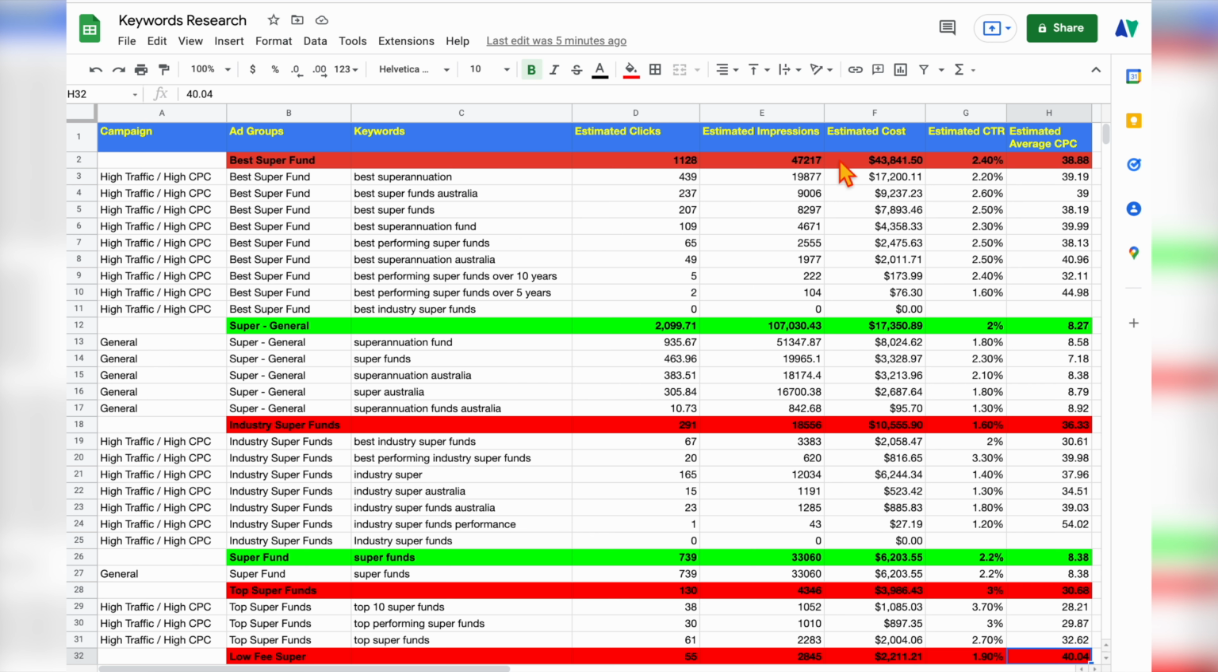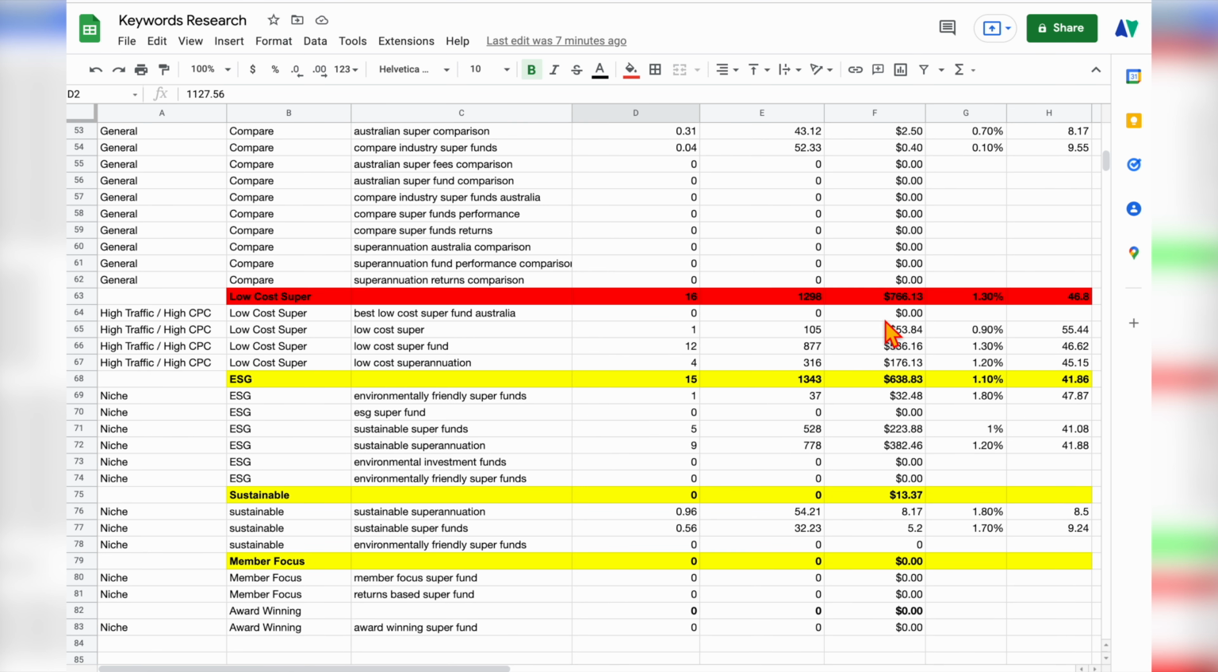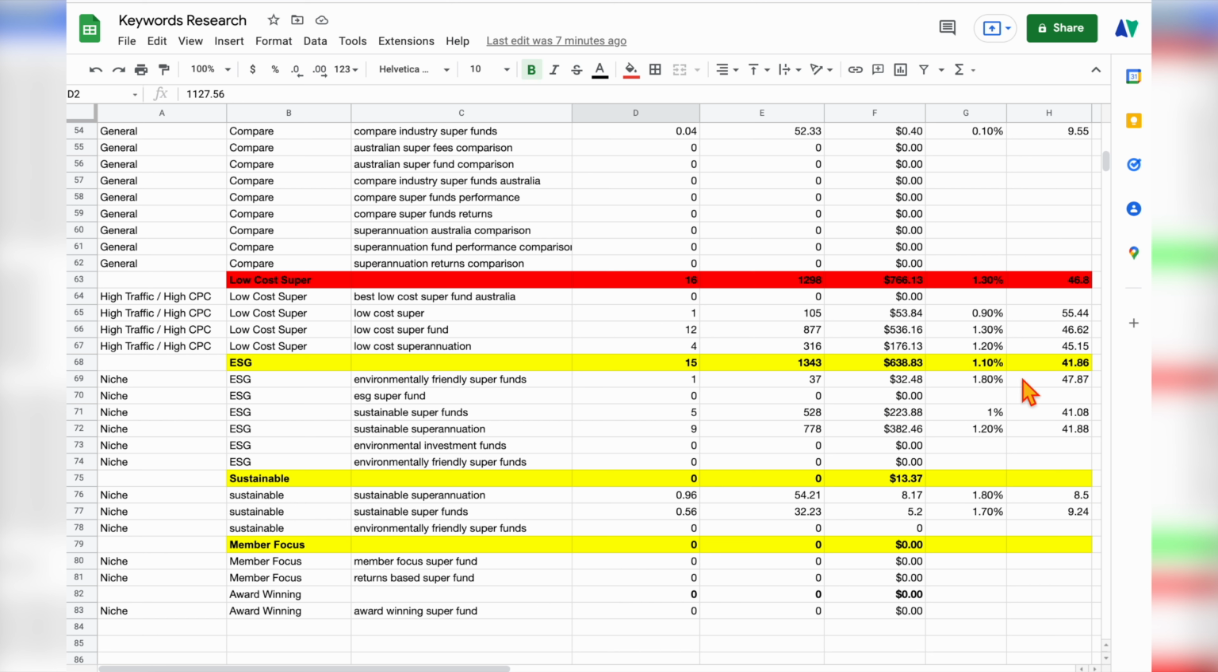And you can see here through the estimated cost that Google is estimating that 1,100 clicks would actually cost us close to $43,000. But for this green ad group, we could achieve nearly double that at 2,100 clicks for $17,000. And then if we go all the way down to our niche and long tail keywords, you can actually see that although the CPC was high, at $41, the search volume was really low.